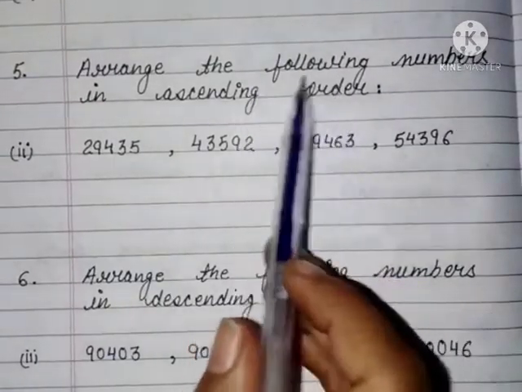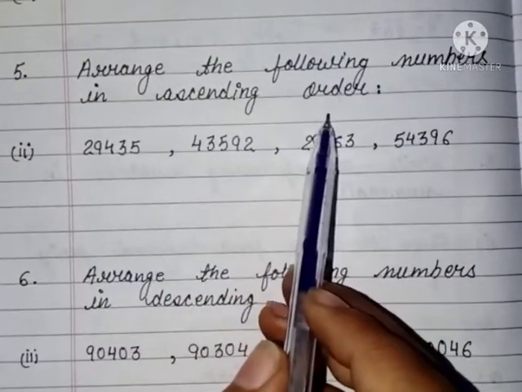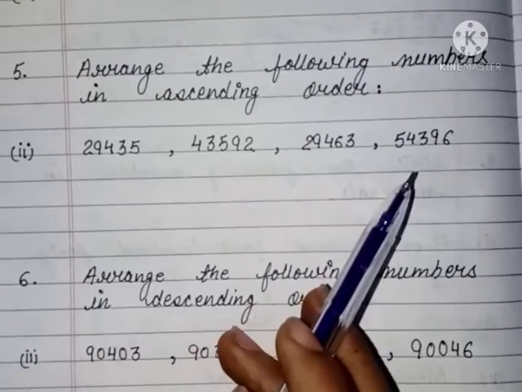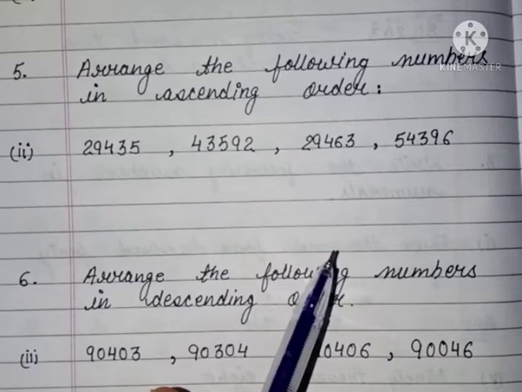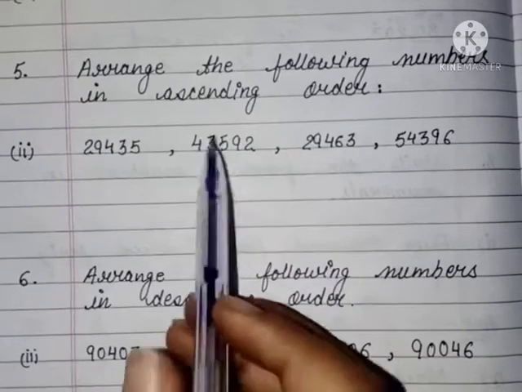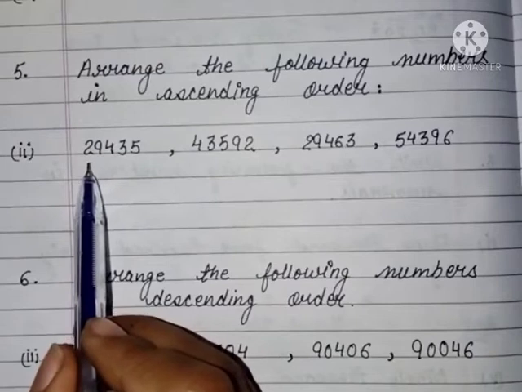Next, arrange the following numbers in ascending order. To arrange them in ascending order, firstly you will compare them. You will count the number of digits. Ascending order means smaller to greater. Firstly we will write the smallest number, so find out the smallest number by comparing these numbers.